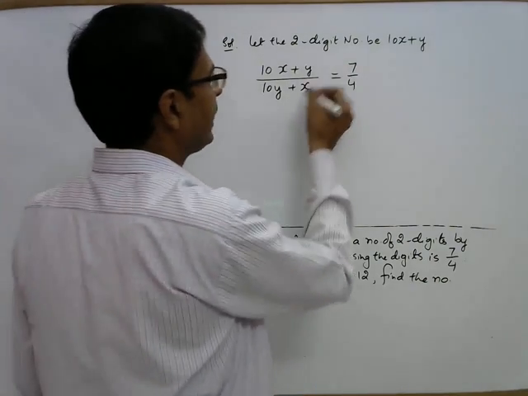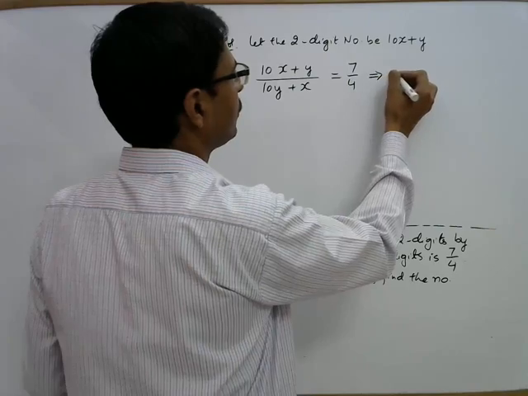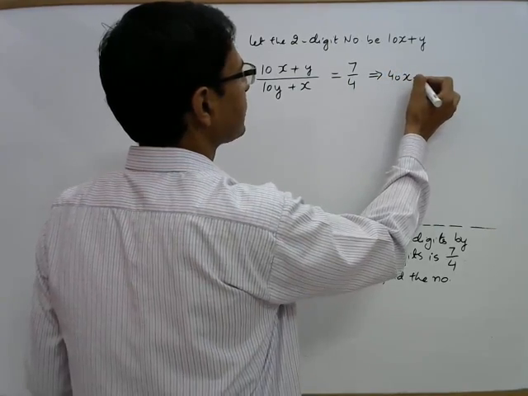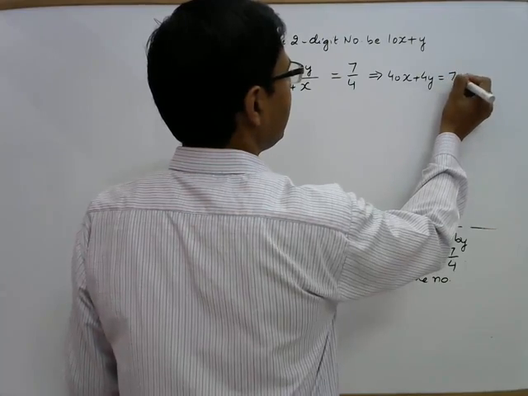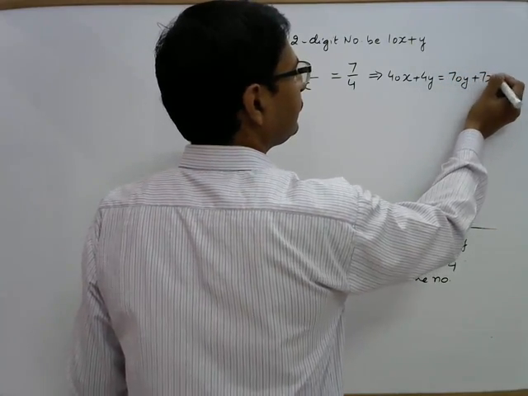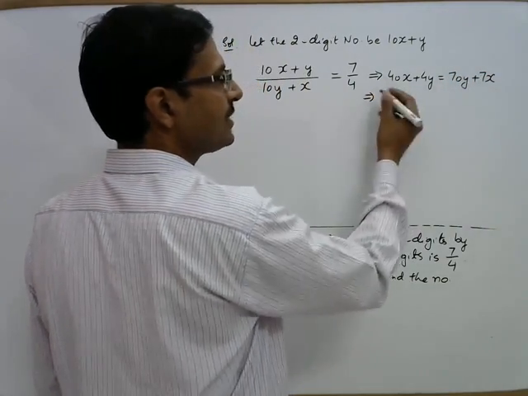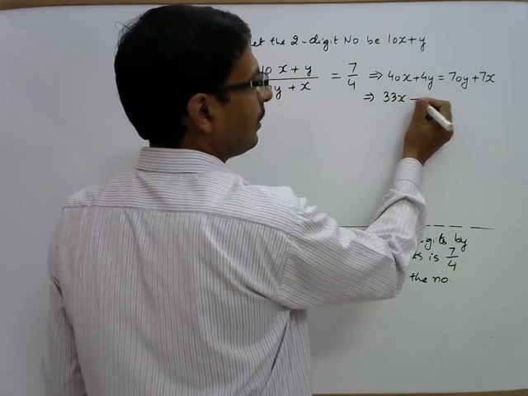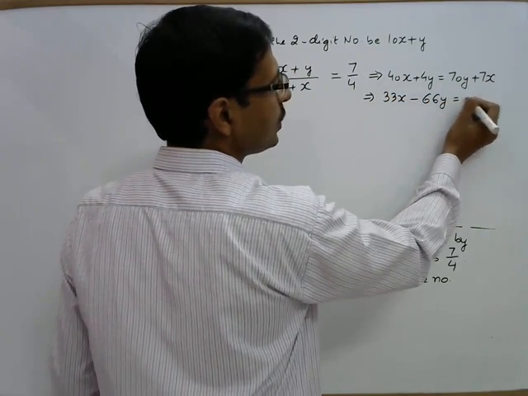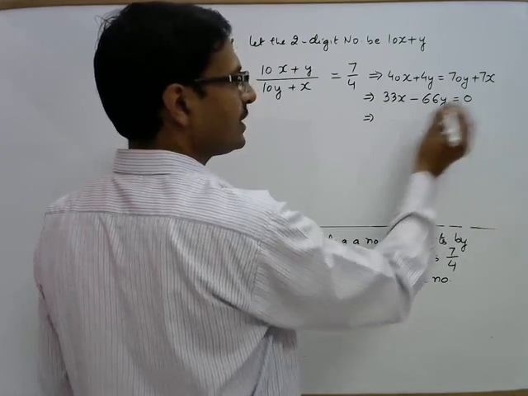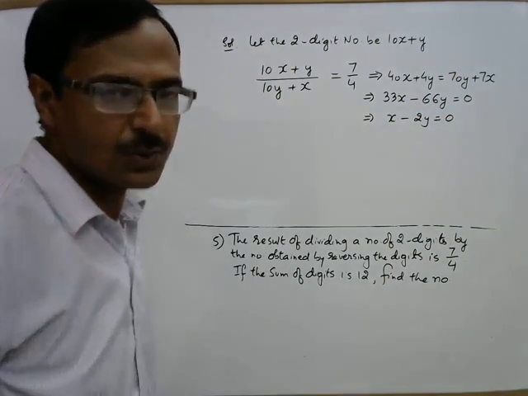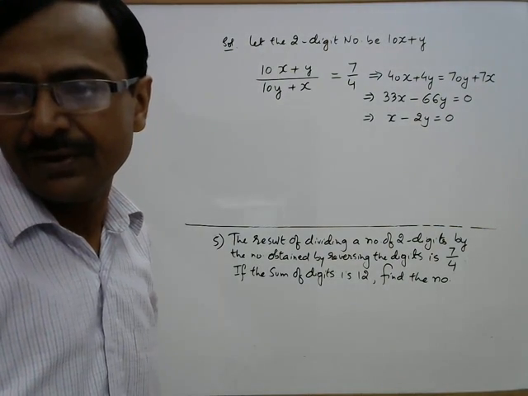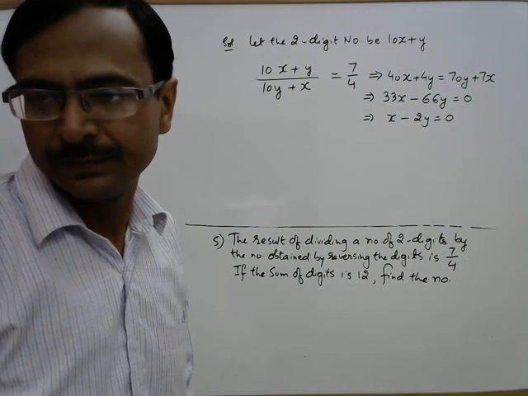So just cross multiply, you get 40x plus 4y equal to 70y plus 7x. So you can bring the terms on the left hand side, 33x minus 66y equal to 0. You can cancel out, x minus 2y equal to 0. Now this is the first equation which we have obtained.